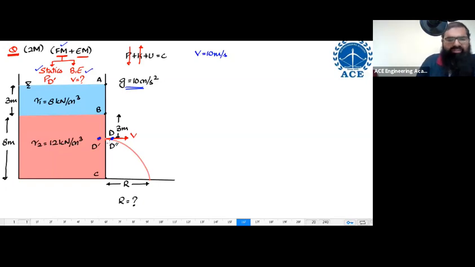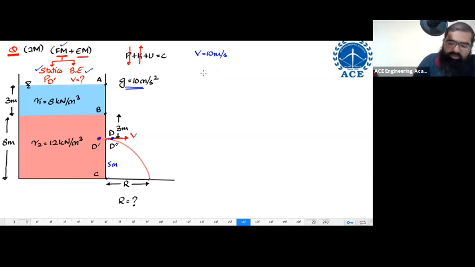But I will go by basic mechanics only over here. My logic is simple. When the particle is moving from here to here, it is traveling some distance in y, and some distance in x. The distance in y is d to c, that is equal to 5 meters. The distance in x is equal to R. Whatever time it takes to travel in y, the same time it takes to travel in x.